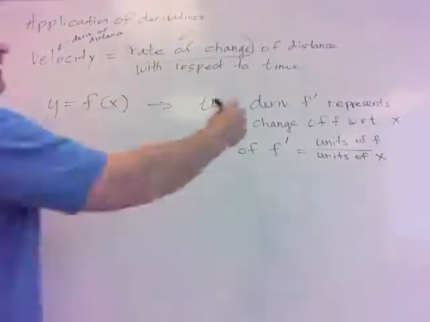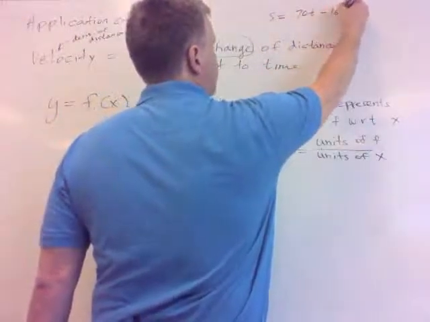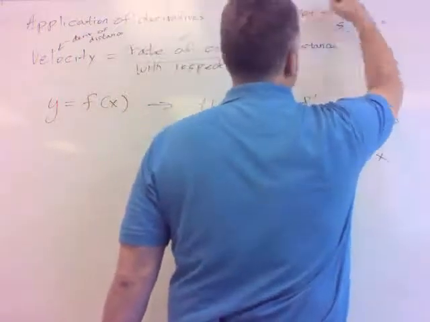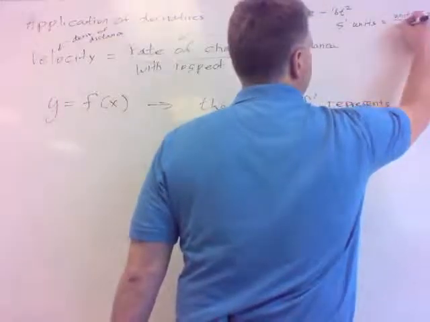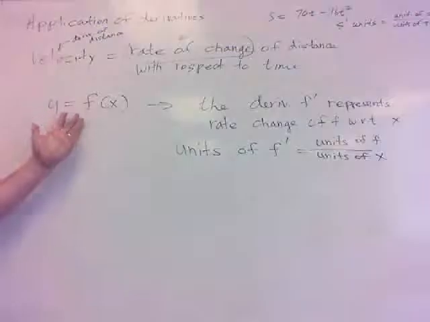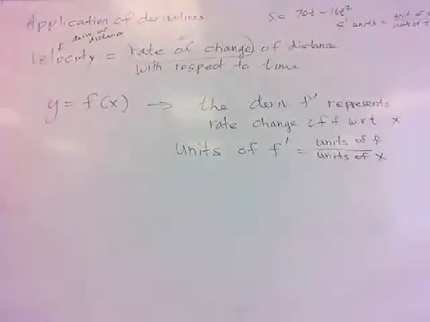Just like here when I had s was 70t minus 16t squared. S prime units, well, it was the units of distance, units of s, divided by the units of t. Well, if it's just a regular function f, whatever function f it is, you take the units of f divided by the units of x, and it all goes back to that limit definition, really. It's the way it's arranged. Okay? So why do I say all that?